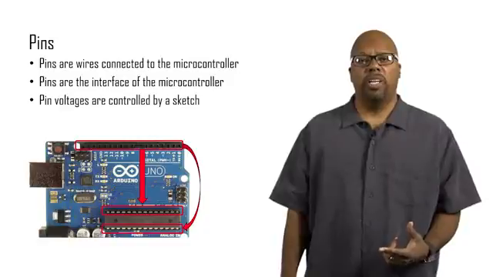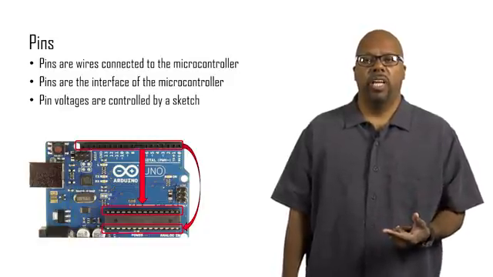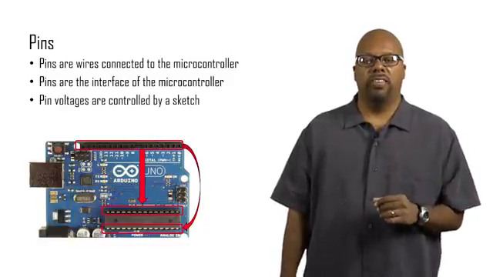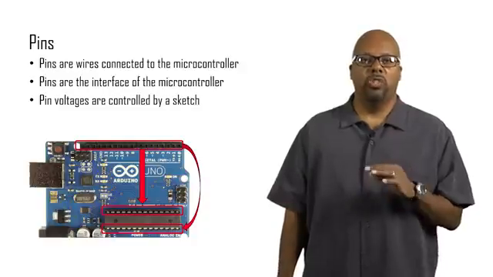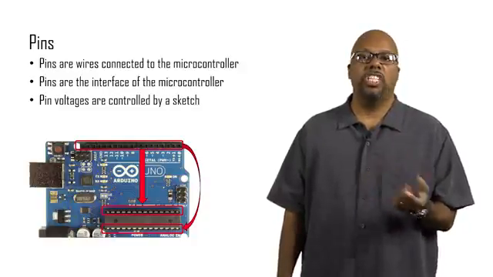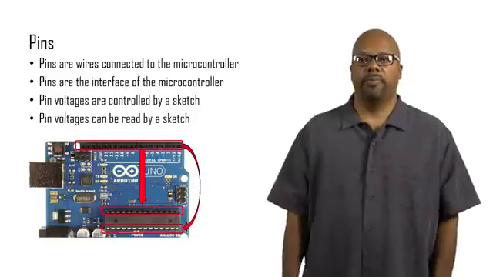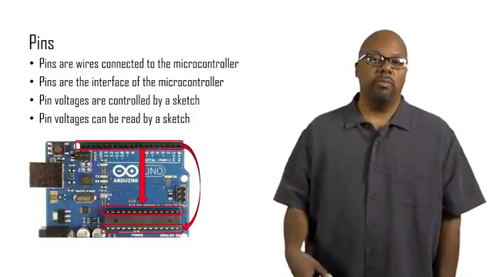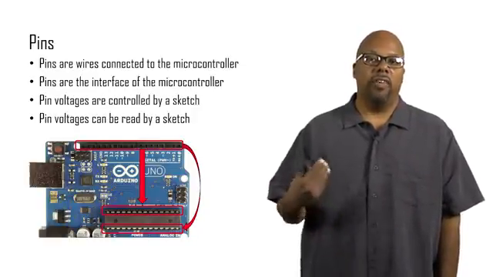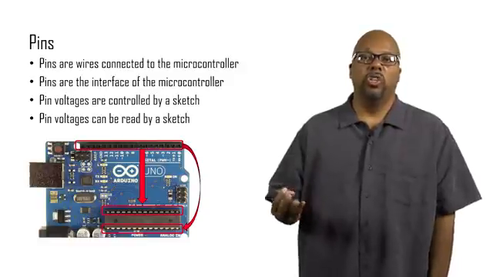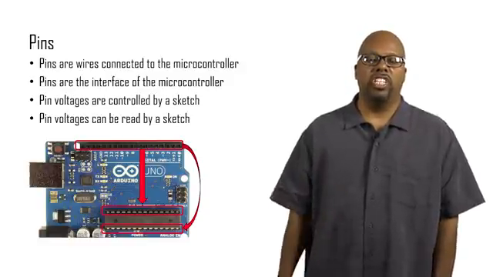The voltages on the pins can be controlled by the sketch, if it's an output pin, which we'll talk about in a second. So you can control the voltages through a sketch. You can call a function inside your sketch, and it will set the voltage on the pin. And pin voltages can be read by a sketch. That is, if something else is controlling the pin's voltage, you can read what that voltage is inside your sketch.